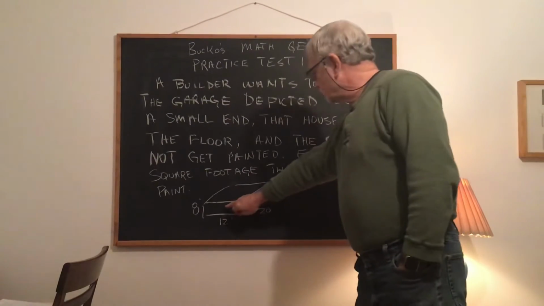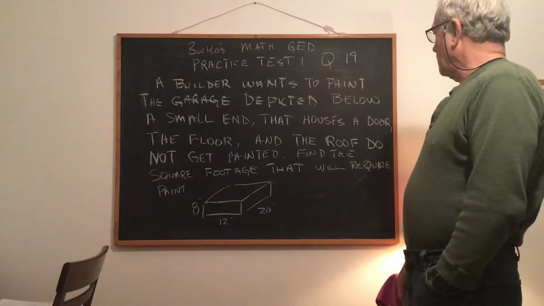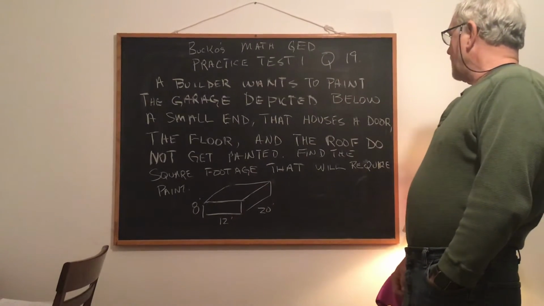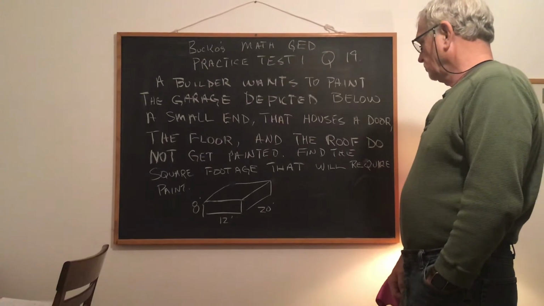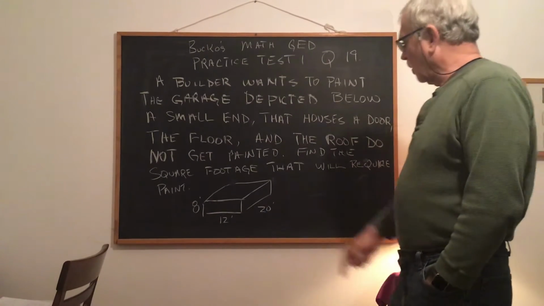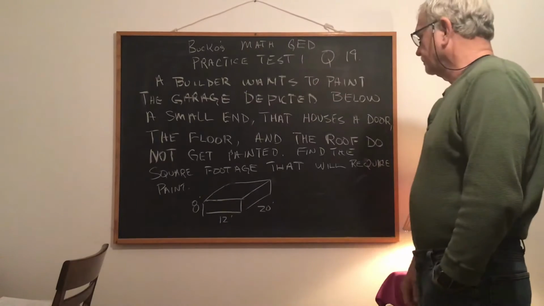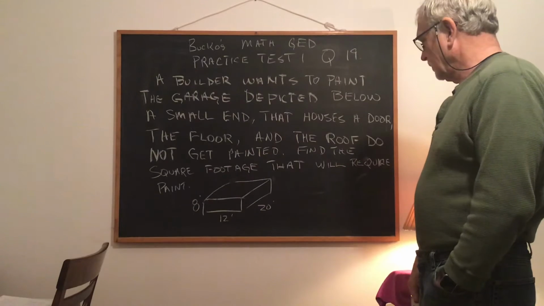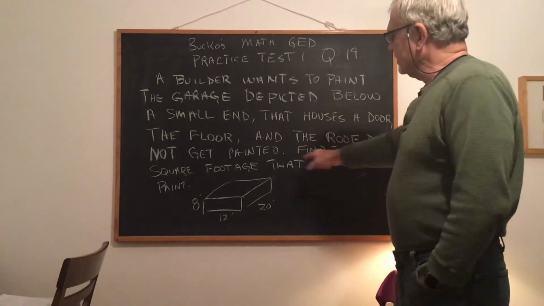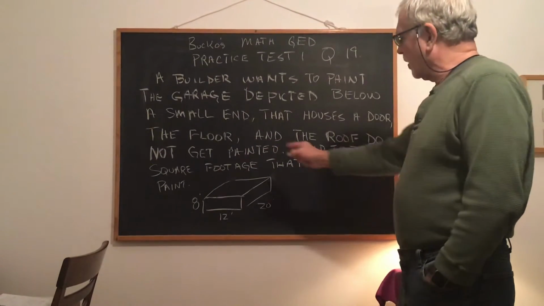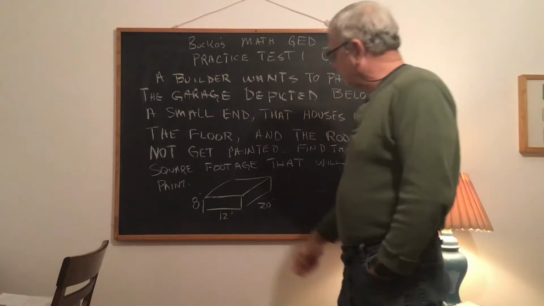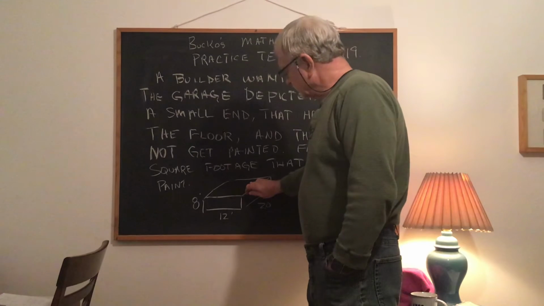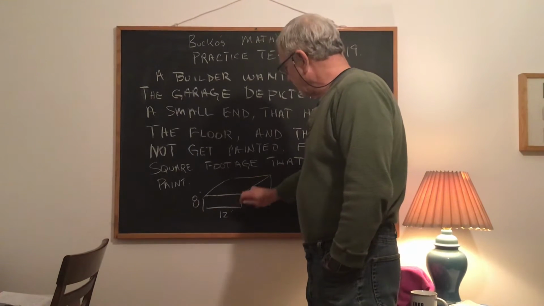A small end, which would be this end, or the back end, they're the same, that houses a door, the floor down at the bottom, and the roof are not to get painted. They want you to find the square footage that will require paint. So we're going to subtract a few sides. We're going to subtract the roof, the back, or the front, either one, and the floor.